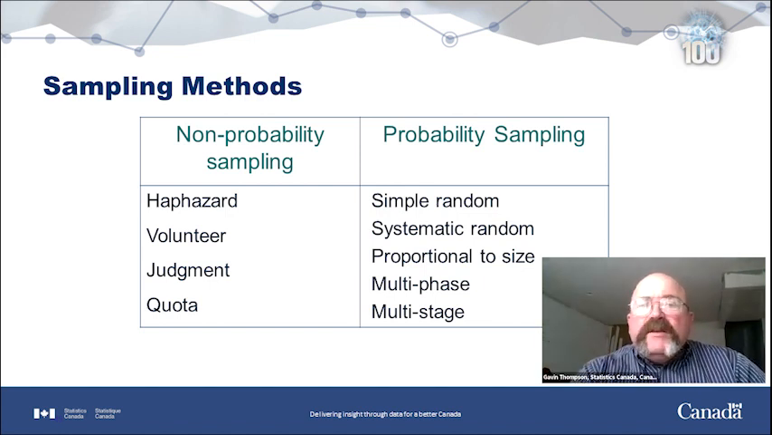On the probability side, we have simple random sampling, systematic random, proportional size, multi-phase, multi-stage. Each of these methods I'm going to talk about in presentations in the coming weeks. So hopefully you'll join us for that. I'll leave that there for now.